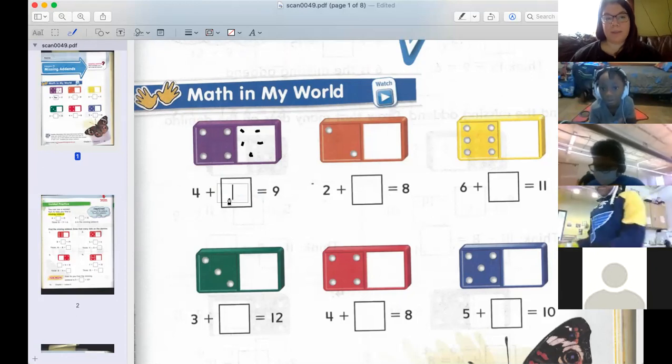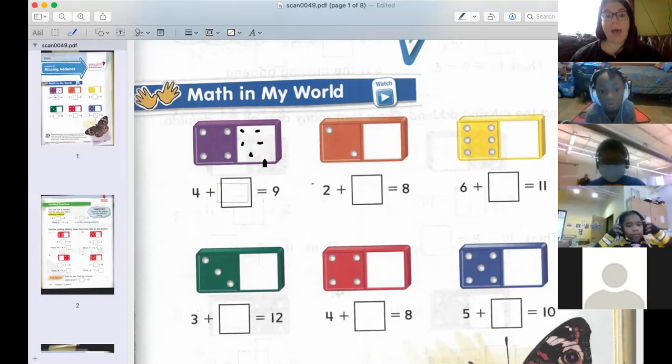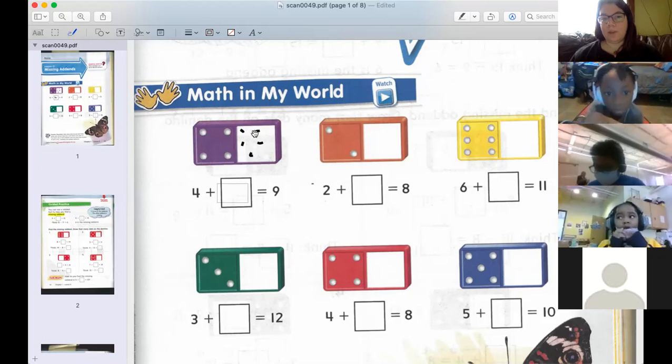So we have 4 plus a number equals 9. So we can use the strategy of counting up to get there. And so I made some dots as I was counting up to 9. How many dots do you see on the other side of this domino? 1, 2, 3, 4, 5.